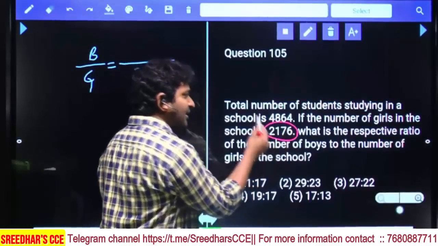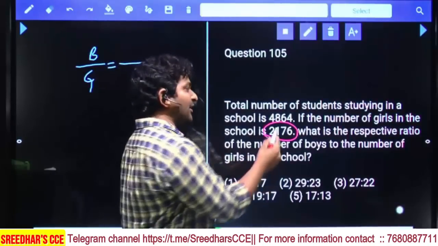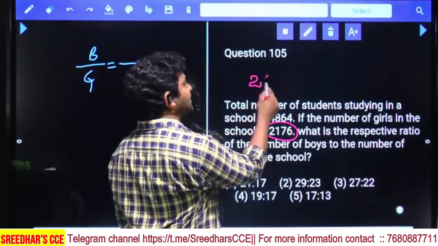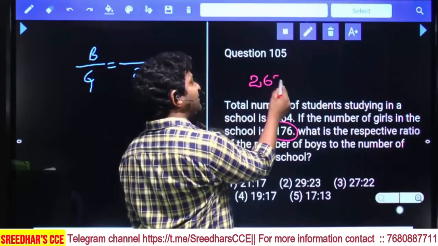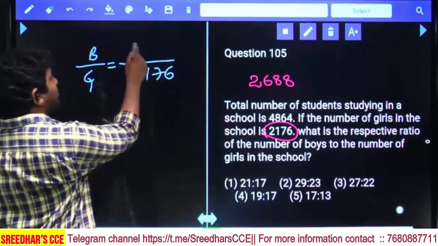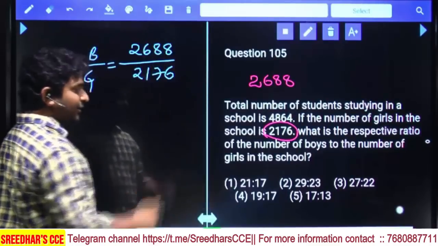Instead of this number, let us subtract 2200 and we will add 24 later. When you subtract 2200 here, that gives you 2664. And again, when you add 24, then it becomes 88. Then it becomes 2688. Now, look at your options.